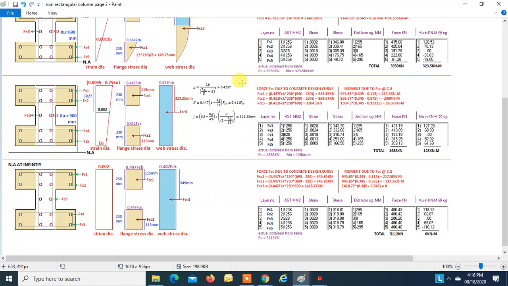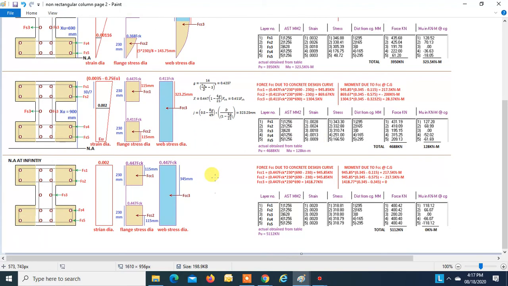Similarly, finding all the forces Fs1, Fs2, Fs3, Fs4, Fs5. Fs1 will give anti-clockwise moment, so positive. Fs2 will give anti-clockwise moment, so positive. Fs3 will give zero moment, so zero. This will give a clockwise moment, so negative. This will give a clockwise moment, so negative, right? So adding all these forces and moments, we get Pu is equal to 4688 and Mu is equal to 128, which almost matches with the exact value, right?